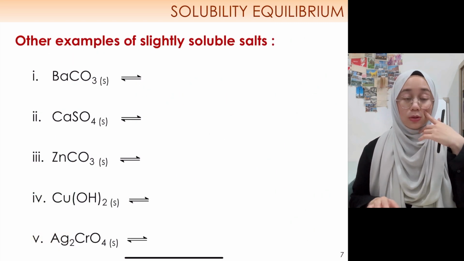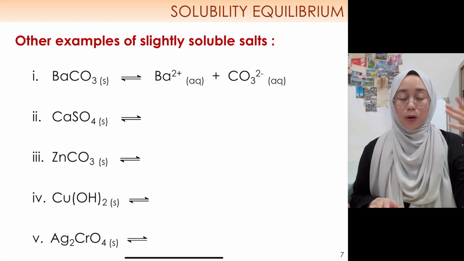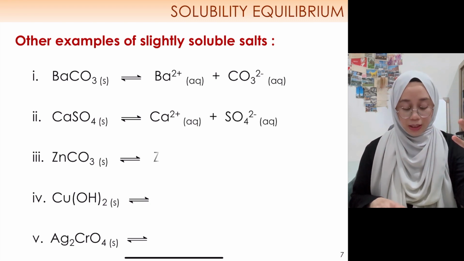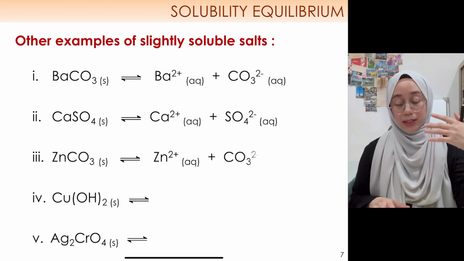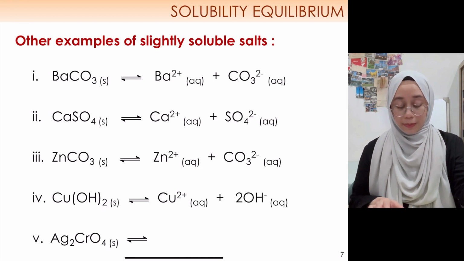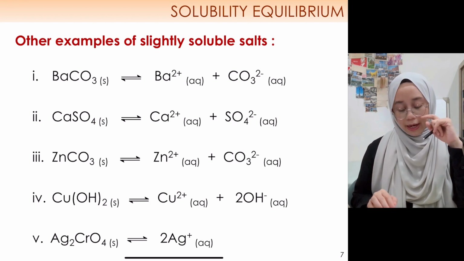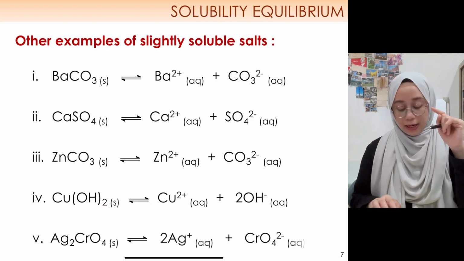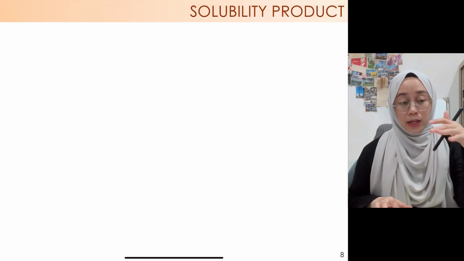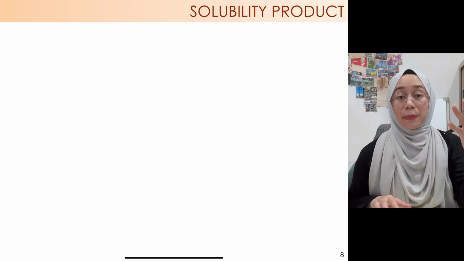So ada example of slightly soluble salt adalah macam barium carbonate, so kita akan dapat Ba2+ dengan CO3 2-. We also have calcium sulfate, so kita dapat Ca2+ and also SO4 2- kalau kita dissociate dalam water. And we also have zinc carbonate, kita akan dapat Zn2+ dengan CO3 2-. And kita ada copper hydroxide, Cu2+ and also 2OH-. And then kita ada contoh silver chromate dekat sini, so Ag+, 2 mole of Ag+, and also 1 mole of CrO4 2-. Okay, so untuk yang ni salt dia semua kita letak sebagai solid, and then ion dia semua tu dalam aqueous solution lah.